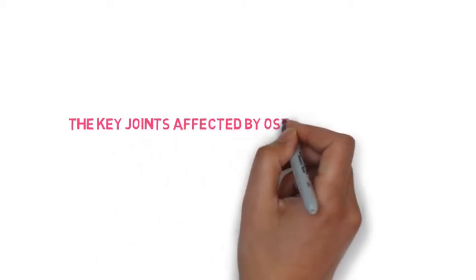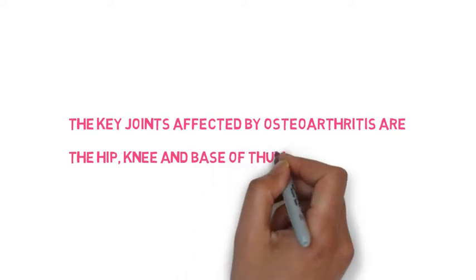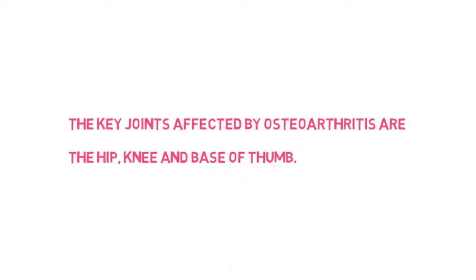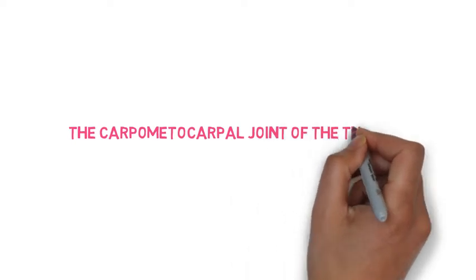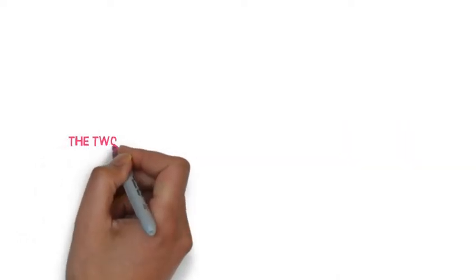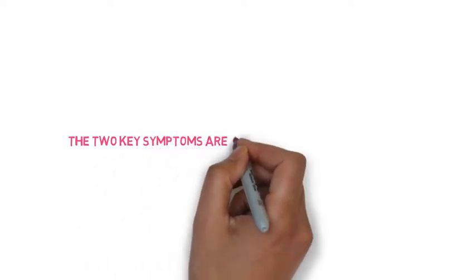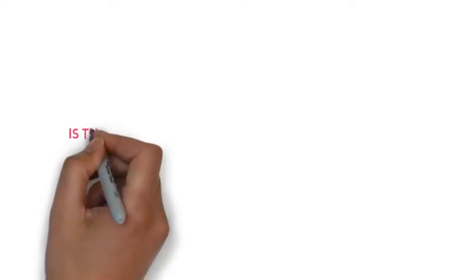What are the symptoms in someone with osteoarthritis? Well, the key joints affected are the hip, the knee, and the base of the thumb. At the base of the thumb, we have a carpal metacarpal joint, which is particularly prone to osteoarthritis. The two key symptoms of osteoarthritis are joint pain and joint stiffness.